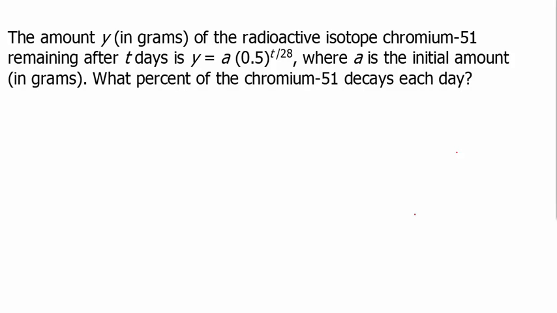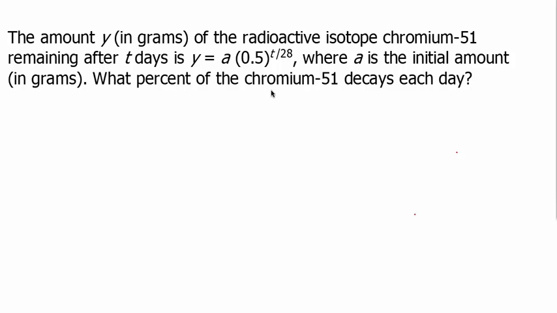Radioactive decay is quite common, and we have something called a half-life. In this case, it is referring to days, and the half-life of this material is 28 days. That's where this 28 comes from. And we have 0.5. The amount of time that it takes for half to become non-radioactive is referred to as a half-life. A is an initial amount, and they're not giving me an initial amount. I'm going to make one up. And I'm looking for the percent of chromium-51 that decays in 1 day.